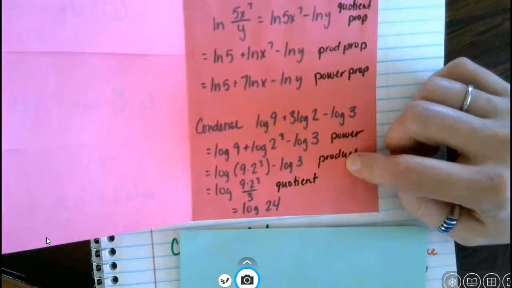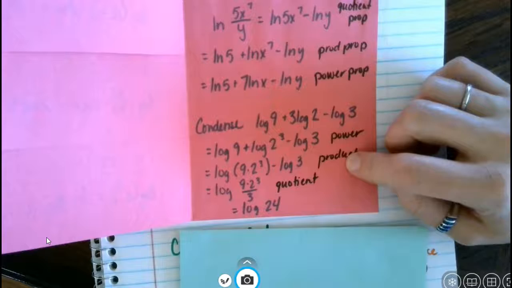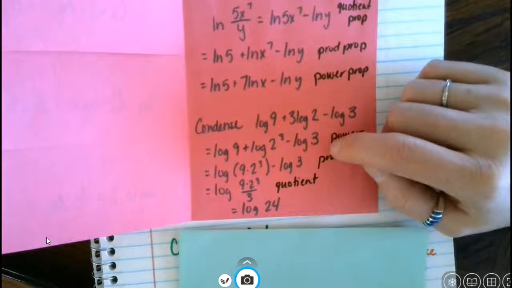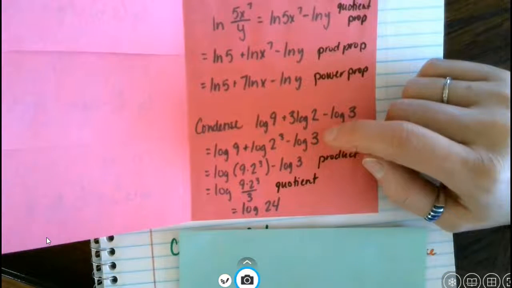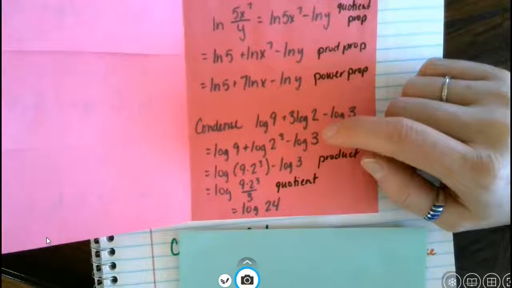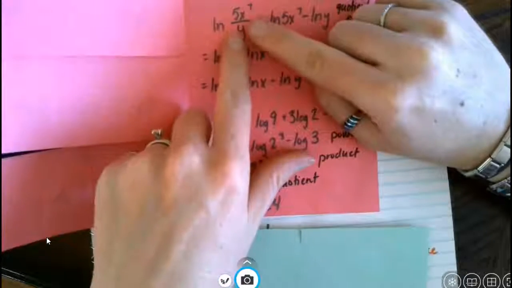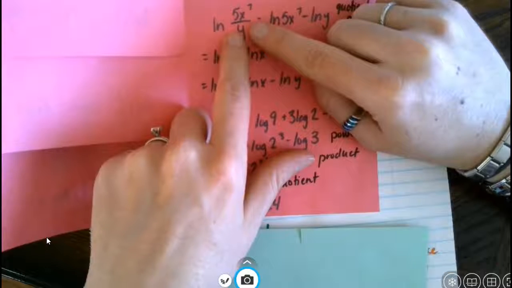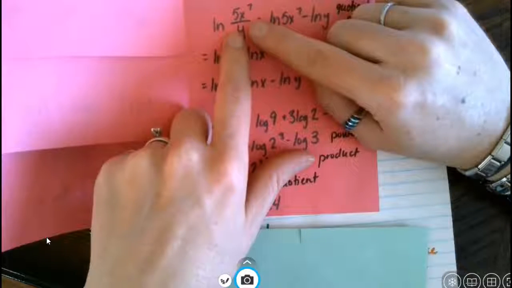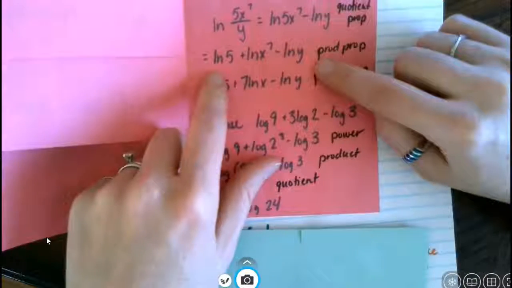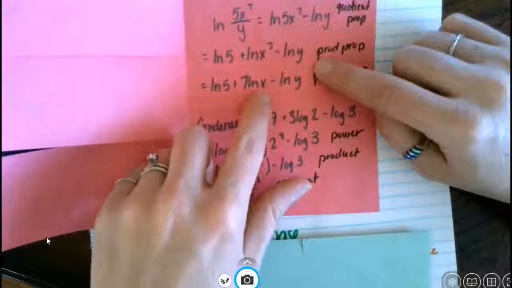Where you'll really see this in your homework is evaluating. So you'll be told something like the natural log of 5 is this, and the natural log of 3 is this, and the natural log of 2 is this. But you'll be given something big like this, and we don't know how to plug those in or evaluate from there. So I can go ahead and separate everything out and then plug in the things that I know.